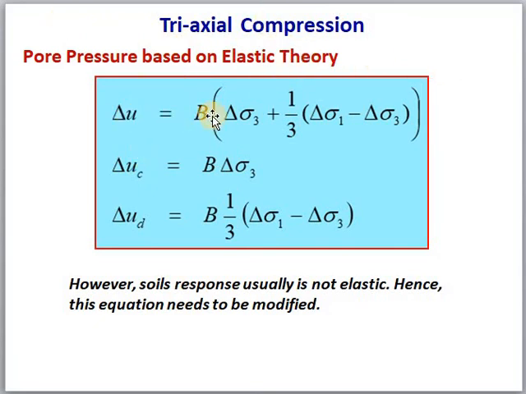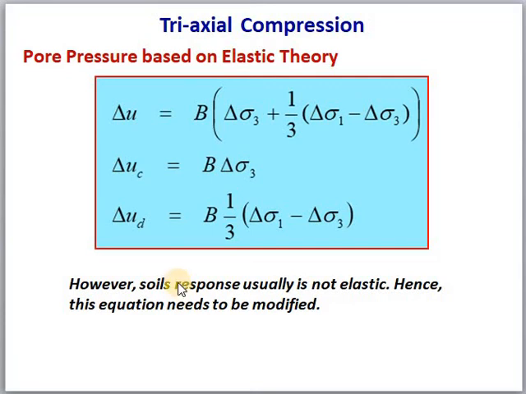So delta U is B into delta sigma 3 plus 1 by 3 into delta sigma 1 minus delta sigma 3. So you can bifurcate this into two. That is, delta Uc is equal to B into delta sigma 3 and delta Ud is equal to B into 1 by 3 multiplied by delta sigma 1 minus delta sigma 3. That is, you have two pore pressure increments. One is due to the confinement and the second one is due to the deviator stress.